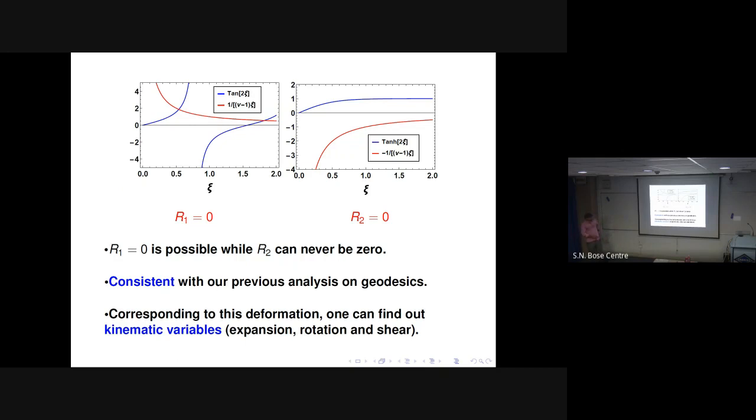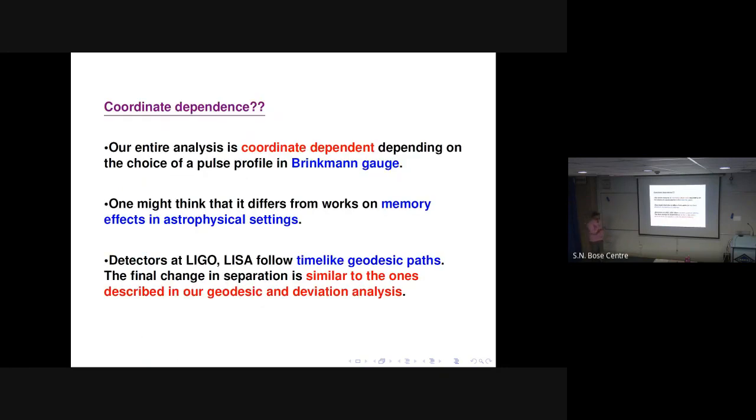Corresponding to this deformation, one can find out kinematic variables. What are these kinematic variables? The expansion, rotation. One can find them out, but we will discuss later in this course what the kinematic variables are. So this is the part that ends over here. What happens for the moving geodesics? What happens for the ring of particles? So what about coordinate dependence? Our entire analysis depends on this Brinkmann gauge.